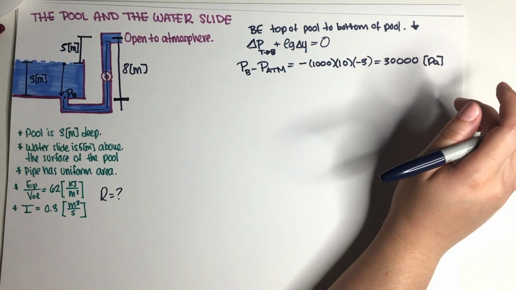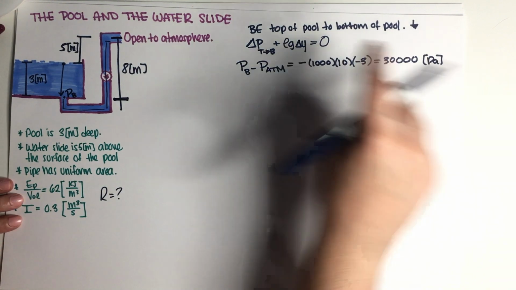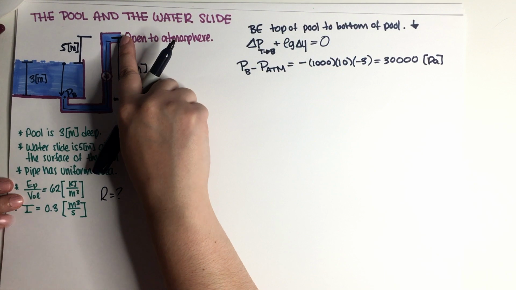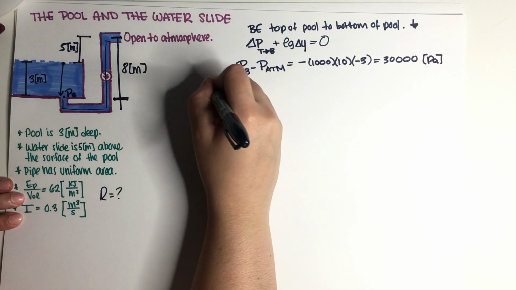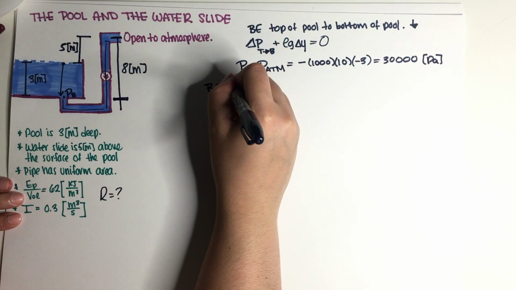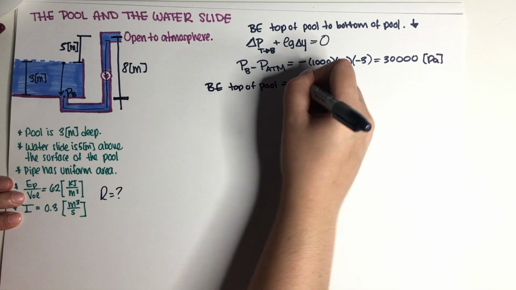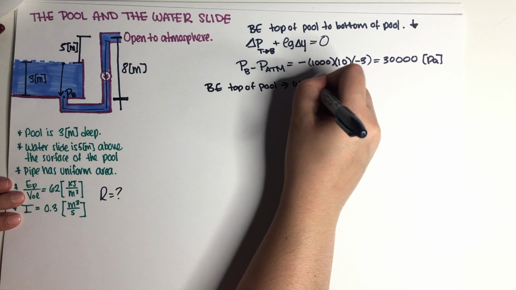Now, what I'm gonna do is start over here at the bottom, and then go all the way up over here. So I'm gonna use my Bernoulli equation from the bottom of the pool to the water slide.